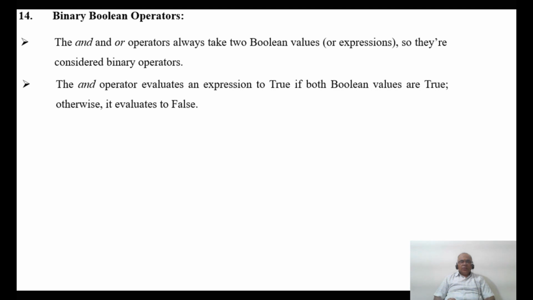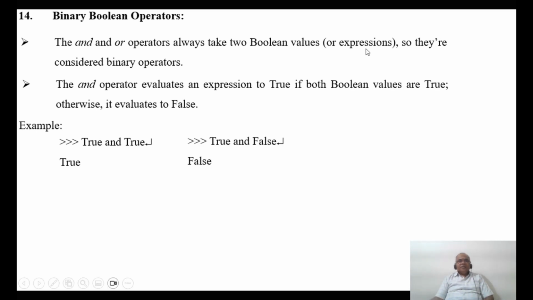The AND operator evaluates an expression to true if both Boolean values are true. Otherwise, it evaluates to false. What does it mean? For example, true and true is always true. True and false is always false. If both Boolean values are true, that means this is one Boolean value and this is another Boolean value, then you get true. Otherwise, it becomes false. Here one value is true and the other value is false.